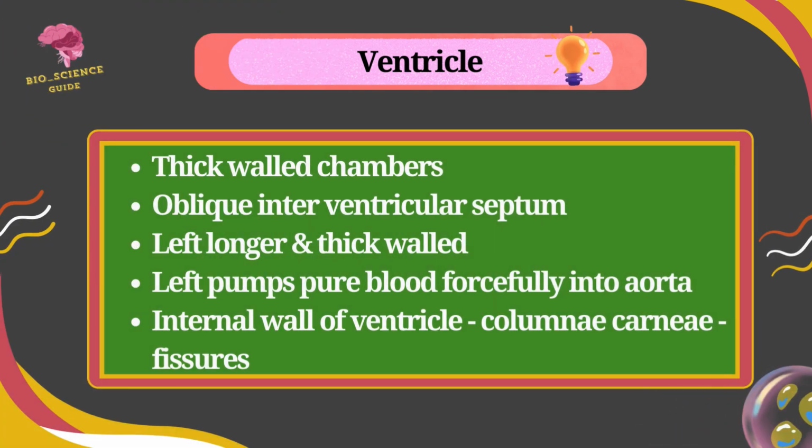Ventricles are thick-walled chambers and they are separated by an interventricular septum. The left ventricle is longer and thick-walled. The left ventricle pumps pure blood forcefully into the aorta. Internally, the wall of the ventricle has ridges called columnae carneae, which increase the surface area.